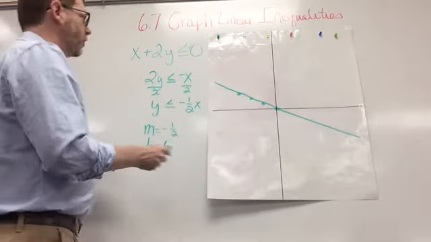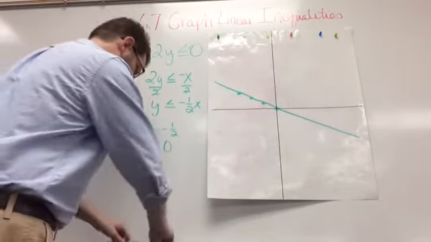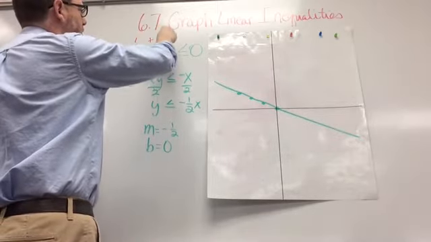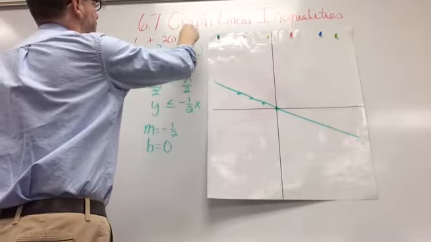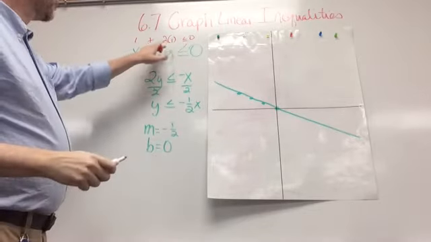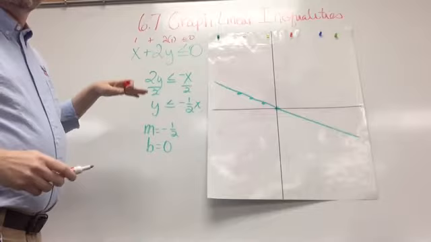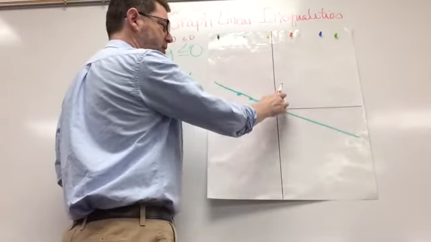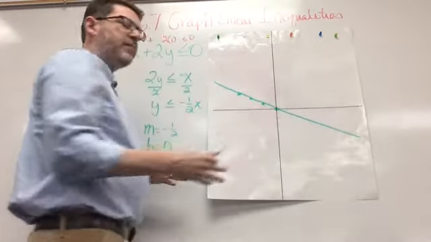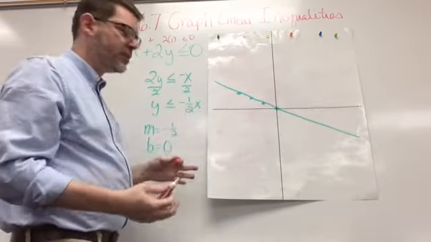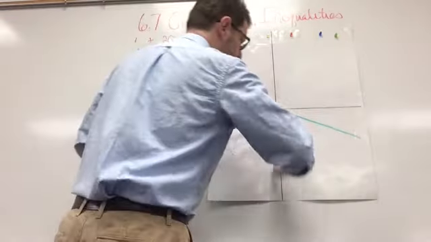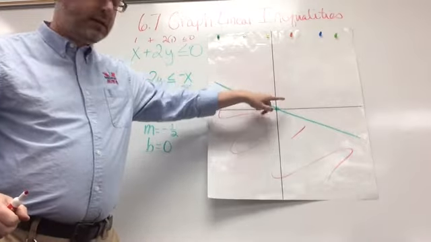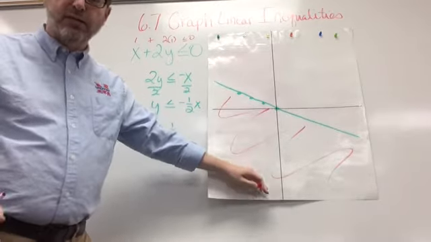So let's check 1, 1. I'll use a different color just to make sure. So 1 plus 2 times 1 is less than or equal to 0. 1 plus 2 times 1 is 3. Is 3 less than or equal to 0? No, it is not. So that means that 1, 1 is not a solution, so it's not shaded. Well, that means then that I have to shade the other side of the line, which would be down here, because I know there's no solution up here, so down here is where the solution is.